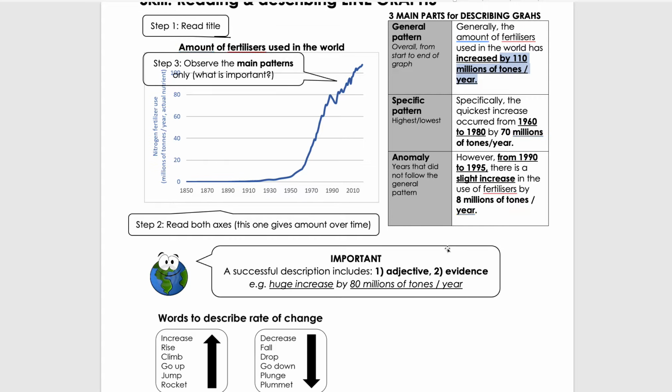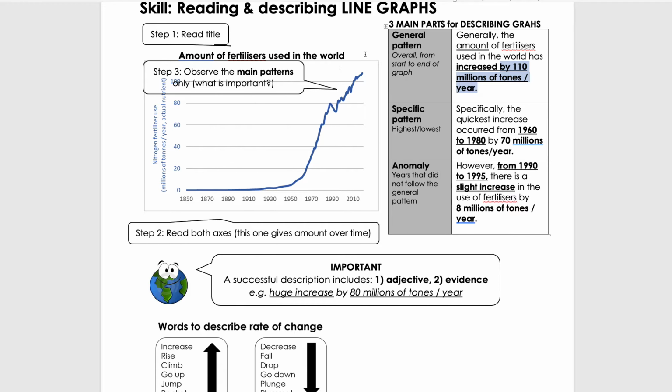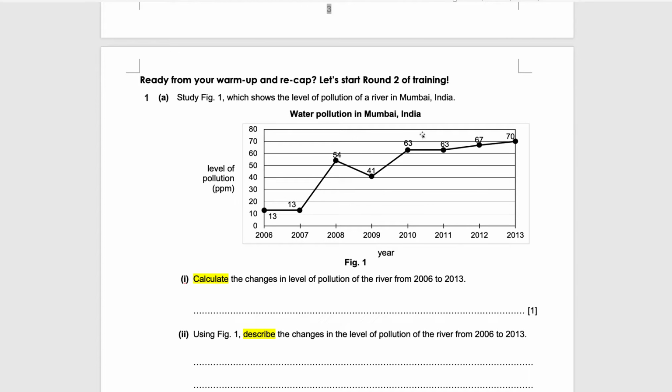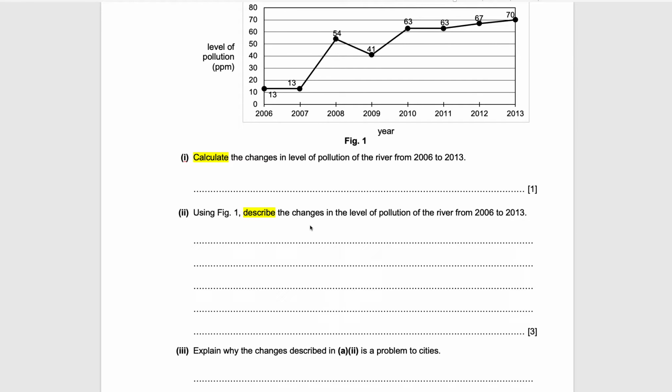If overall is increase, where's the fastest increase or the slowest increase? Where did it increase the most or increase the least? So for example, you have to tell me from which year to which year there's the greatest increase. Specifically, the greatest increase happened from this year to this year by how much ppm?